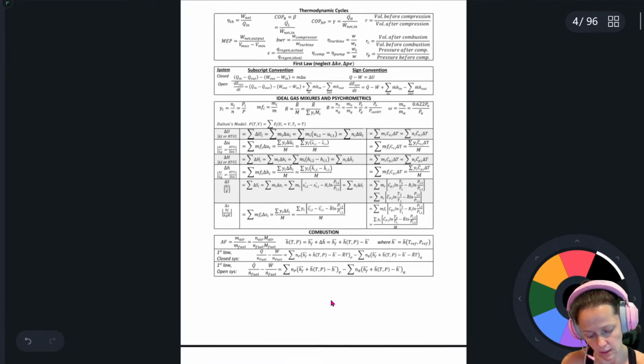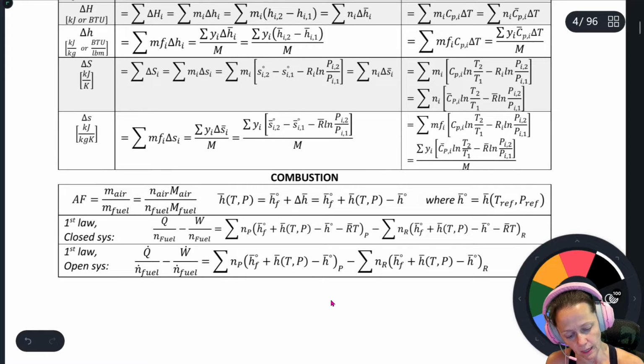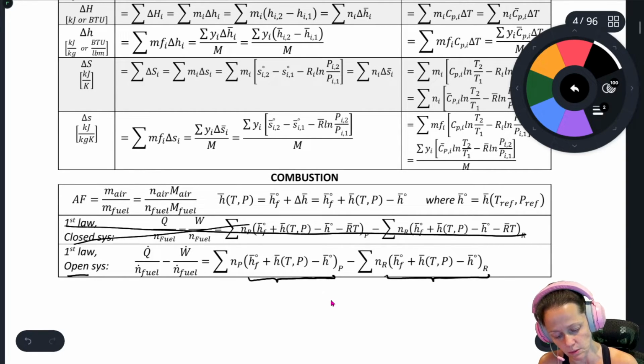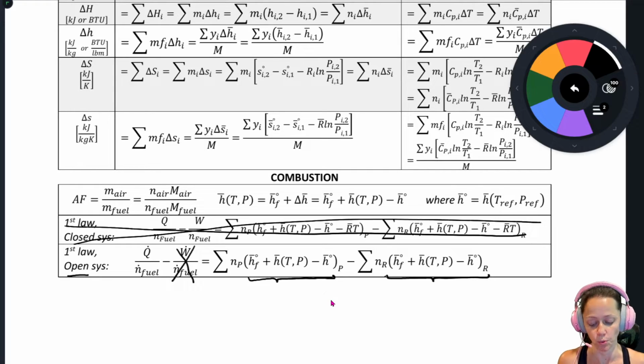Let's look at the more drawn out equation here. We define those H bar terms, but they're a bit more in depth there. So here's our first law for an open system. We will not work with closed systems. We will not deal with systems that have power. It's just going to be a Q dot term. So rate of heat transferred per molar flow rate of fuel. So that'd be kilomoles per second or something like that.